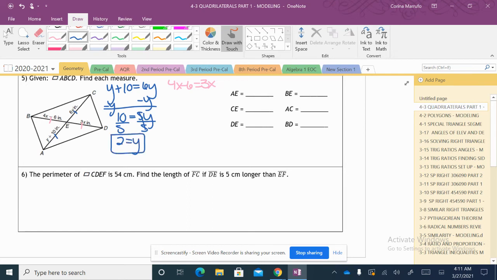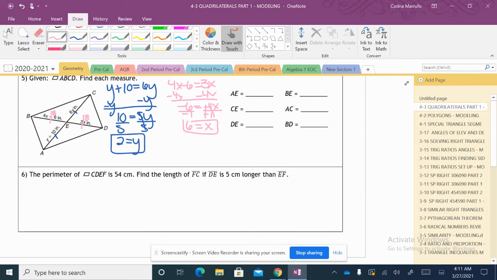All right, and then the next one here, we're going to move the 4x to the other side. Minus 4x is negative 6 equals negative 1x. We solve for x by dividing by negative 1, and we get 6 equals x. Okay, so now that we know x and y, I'm going to plug it in. So here, 3 times 6 gives us 18. If we did this right, it should give you the same thing here. So 4 times 6 is 24, minus 6 is also 18.